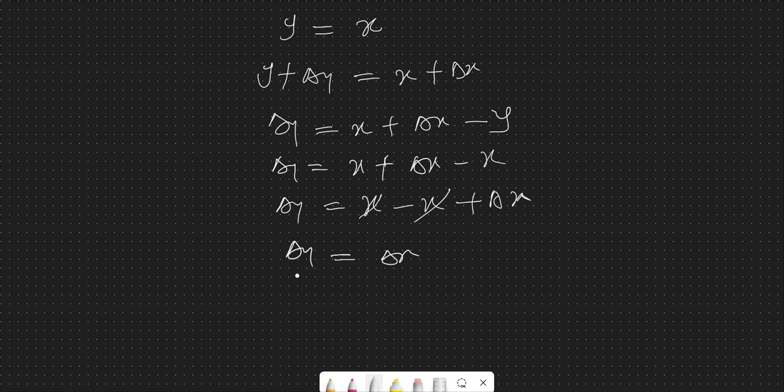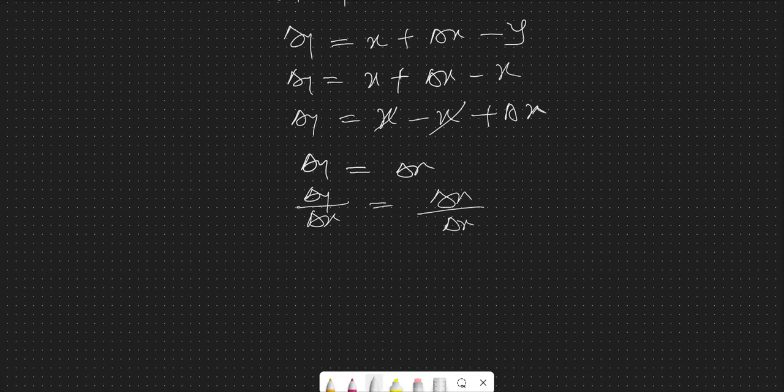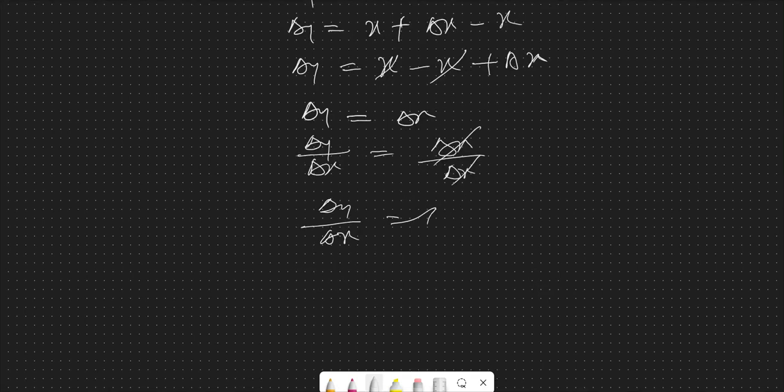So we divide both sides by change in x. So we have change in y over change in x equals change in x over change in x, right? Since this is change in x over change in x, this cancels this, so we can say change in y over change in x equals 1. Then we can take it to limits by saying the limit of change in y over change in x as change in x approaches 0 is equal to the limit of a constant 1 as change in x approaches 0.